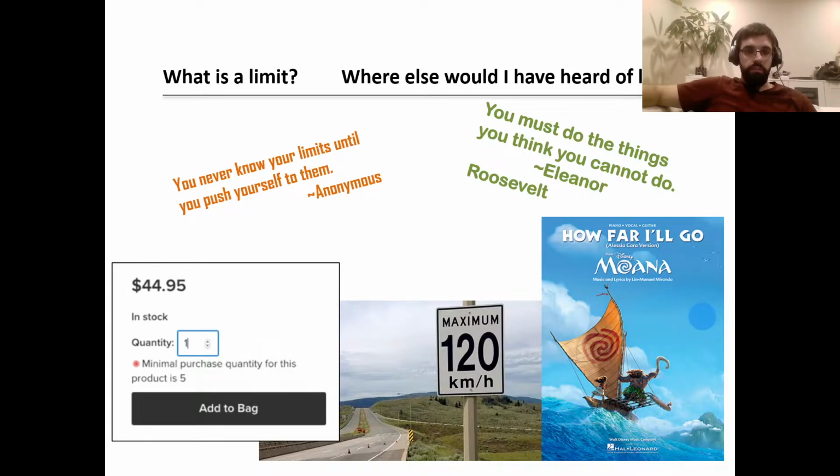When you want to buy something online that has a good discount, sometimes they give you a limit to how many you can buy. So in this case, the minimum purchase quantity for a product is 5, so that's a limit of how low you can go. A speed limit sign, 120 kilometers per hour, is how high you can go. What's the upper limit?